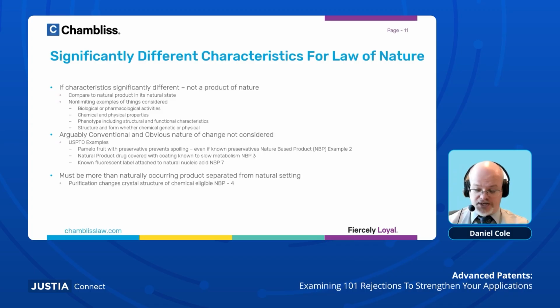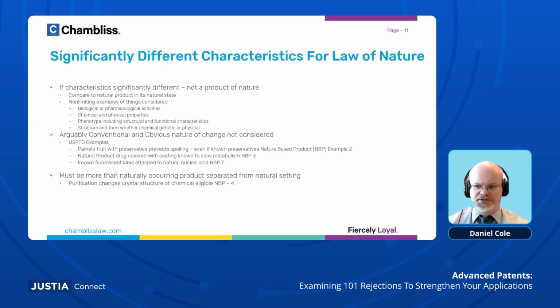This was how we got around human modified DNA and Myriad. You're making cDNA by taking out the introns. That's now not a product of nature. You're putting it back together, you have the cDNA. It now has different structural and functional characteristics, not the same as a product in nature. So it is now not subject to the exception. Again, that's kind of the same thing with the structure and form, whether chemical, genetic, or physical, is different than the item in nature. You now don't have the same thing, so it's not subject to the exception.